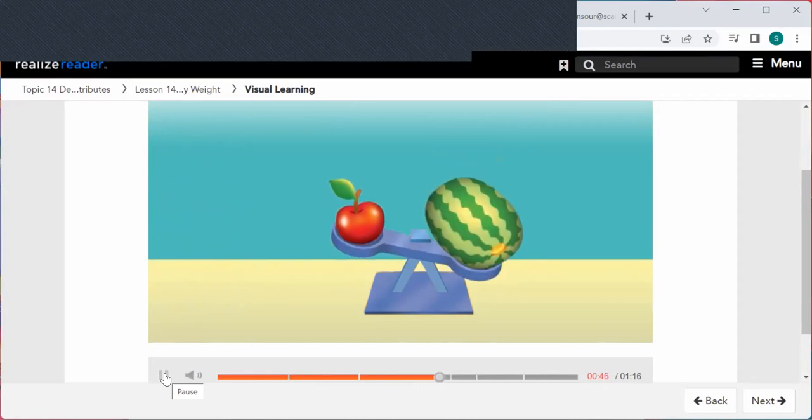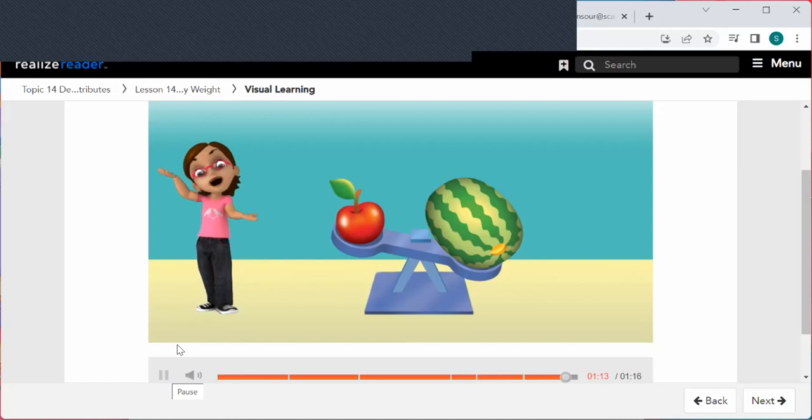The scale has a melon on it now. Which fruit is lighter? The apple is lighter. How do you know the apple is lighter? The side with the apple is higher. Which fruit is heavier? The melon is heavier. How do you know? The side with the melon is down. Now you know how to use a scale to tell which objects are heavier and which are lighter.